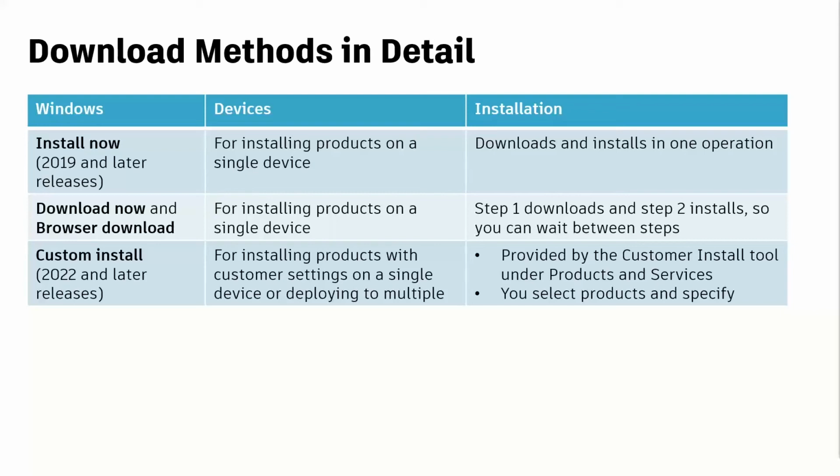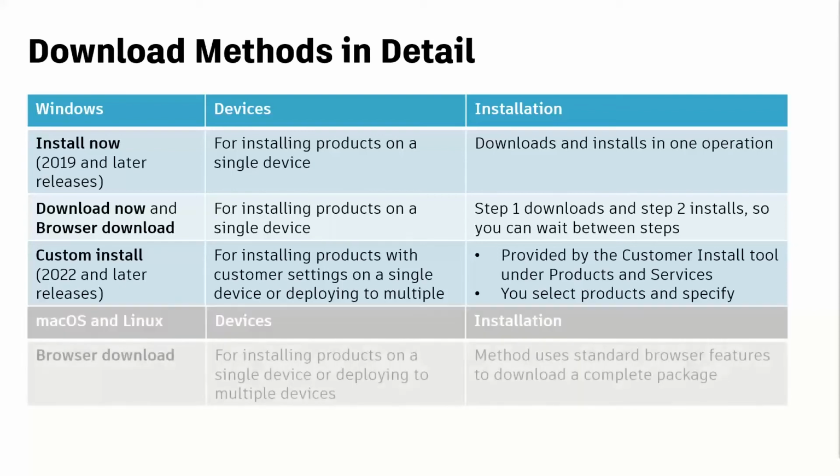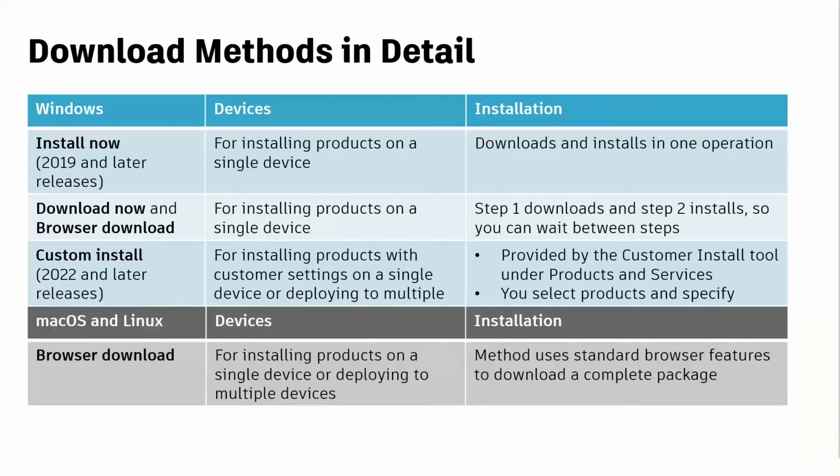So before we get into the next video, we have a couple slides detailing the available download methods and installation tips. For the Windows platform, you'll see here we have various download methods available, including Install Now, the Browser Download and Download Now, and the Custom Installs tab. For Mac and Linux users, only the browser download is available to them. By default, the Install Now method is the preferred download method for Windows.